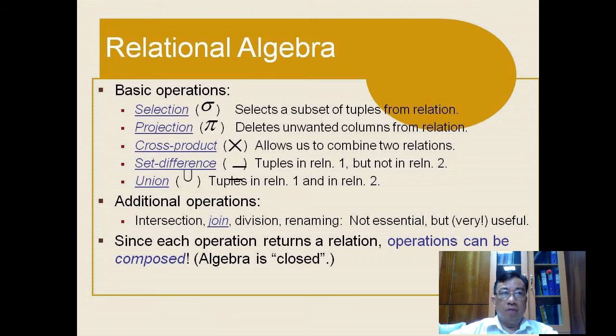First of all, I want to give you an overview of relational algebra. Remember, we had the following basic operations of relational algebra: selection, the sigma sign, then projection, the pi sign, cross product, set difference, union. We also have additional operations, such as intersection, join, division, and so forth. Remember, since each operation returns a relation, operations of relational algebra can be composed.